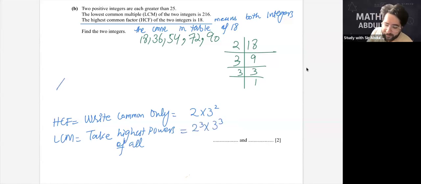Okay, I have two integers x and y. By HCF, it means that both of them will have 2 multiplied by 3 square. Do you agree with me or not? Yes or no? Please tell me.